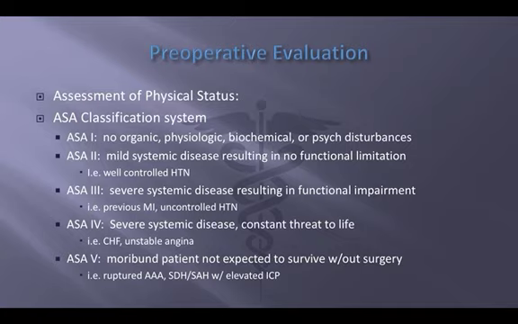1 is no organic, physiologic, biochemical or psychiatric disturbances. 2 is mild systemic disease, hypertension, but it's well controlled. 3 is severe systemic disease, and this could be a previous history of a heart attack or poorly controlled or uncontrolled high blood pressure. 4 is going to be those who have a constant threat to life. This could be unstable angina, congestive heart failure, and if you hear them throw an E behind that, that just means it's an emergency.